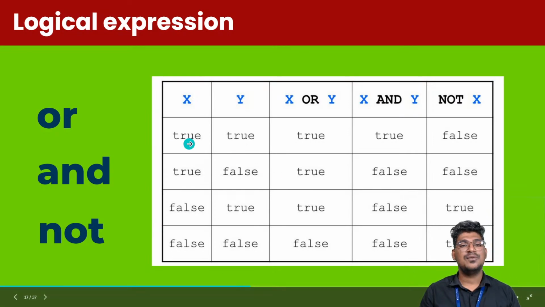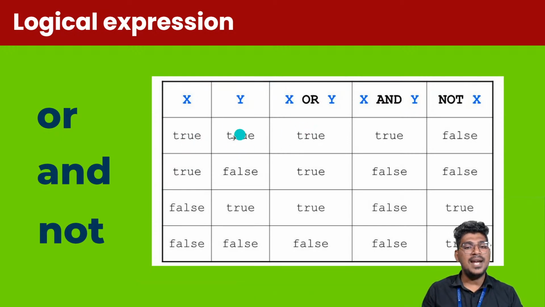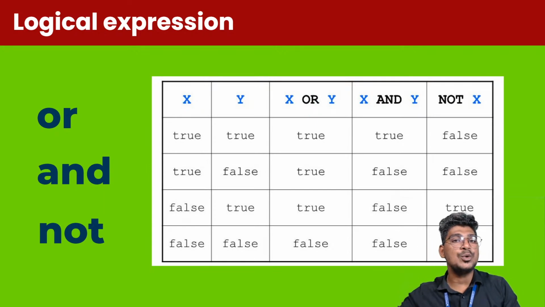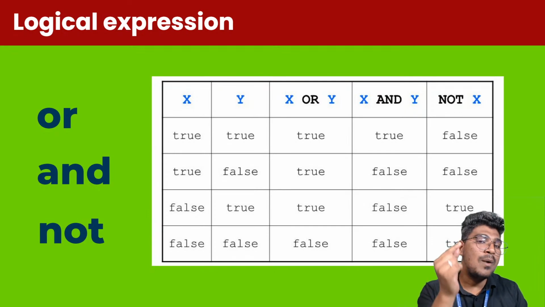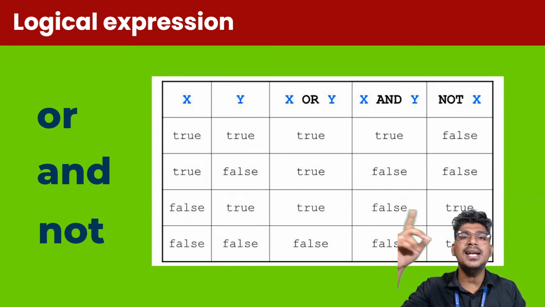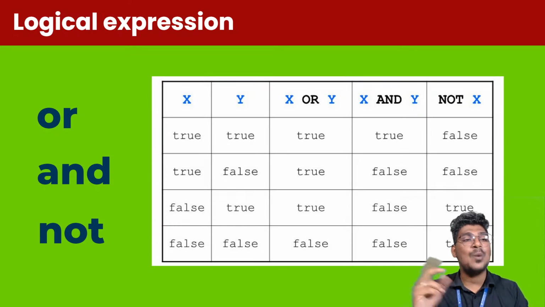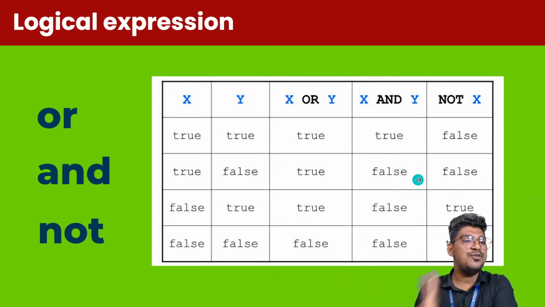You can see it here. For example, true, true is true. Then true, false is true, because one condition is true for or. What is the meaning of that? If both the conditions are true, the output will be true in or. If at least one condition is true, the output will be true. Then what about and? If any condition is false, that will be completely false.